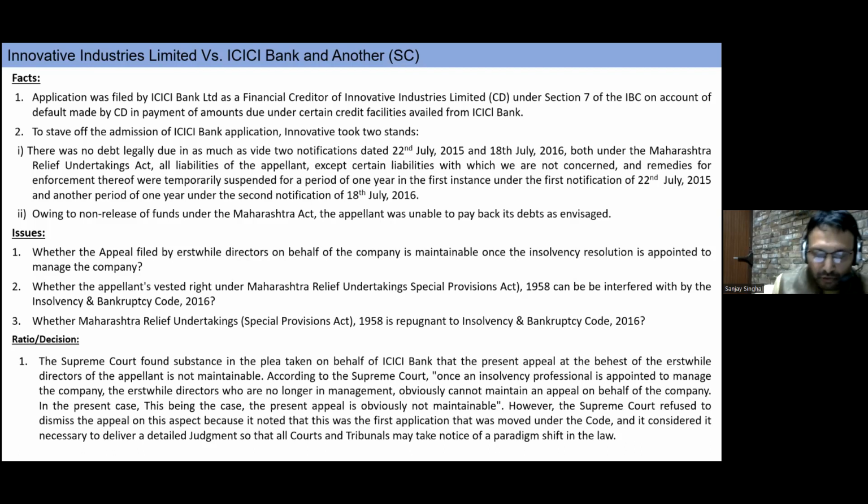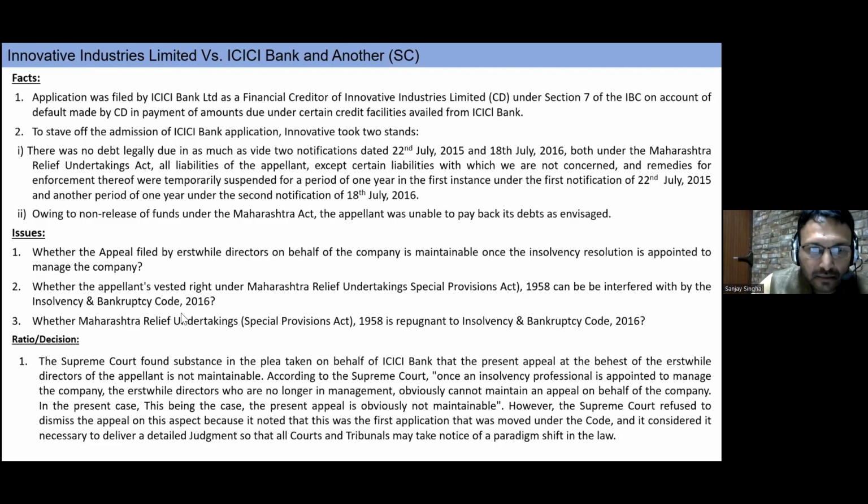So when the matter went up to NCLT and NCLAT, they did not accept the stand of Innovative Industries Limited and admitted the application under Section 7. When the matter finally went to the Supreme Court, there were two questions. One of the questions is that there are two acts on the same aspect.